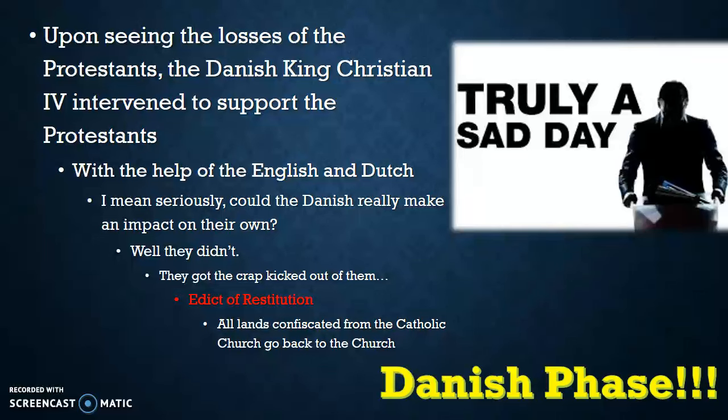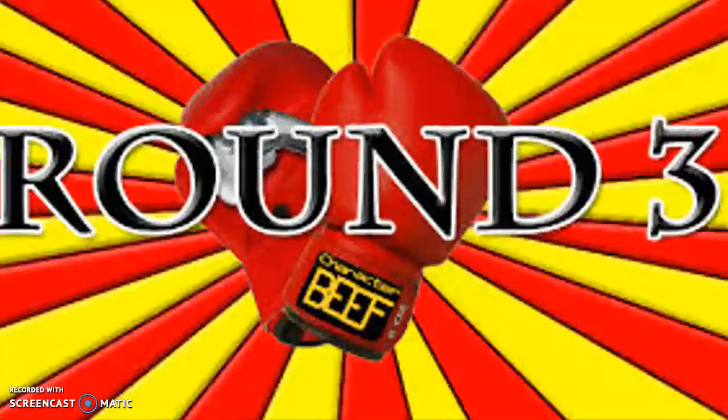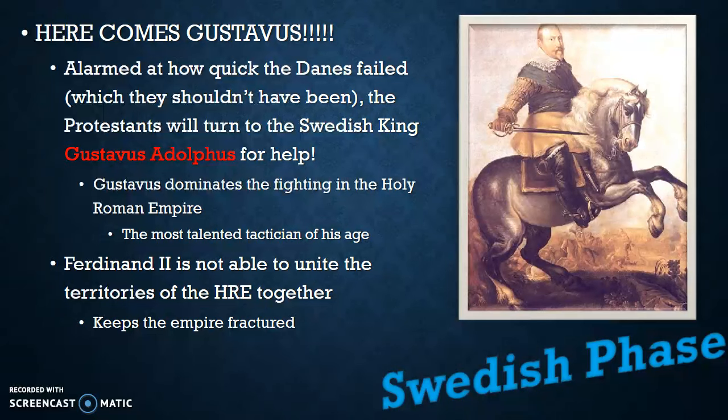So what we're actually going to see is another response to this. Due to the failure of the Danes, we're going to see the introduction in round 3 of the Swedes. The Swedish phase is where everything begins to turn. Up to this point, the Catholics in the Holy Roman Empire have kind of dominated the 30 Years' War.